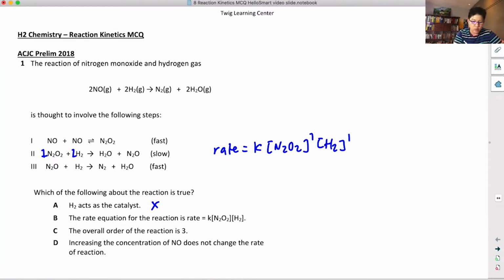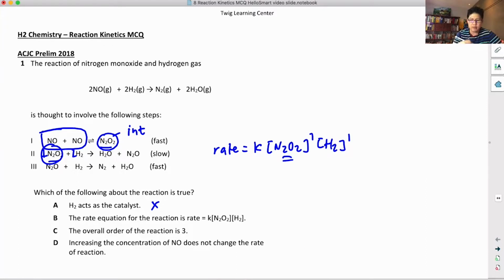But the problem is N2O2 here. You can see that N2O2 is not a catalyst, it's an intermediate. Because it's an intermediate, it cannot appear in your rate equation. It is being produced and then after that is being used up. So you have to replace it. How do you replace it? You replace N2O2 with 2NO.